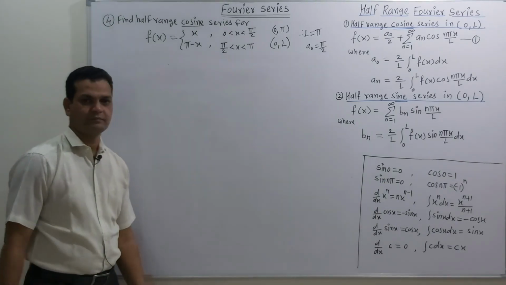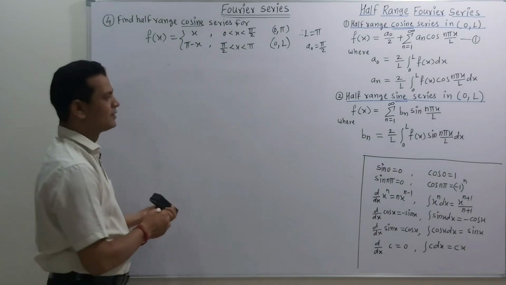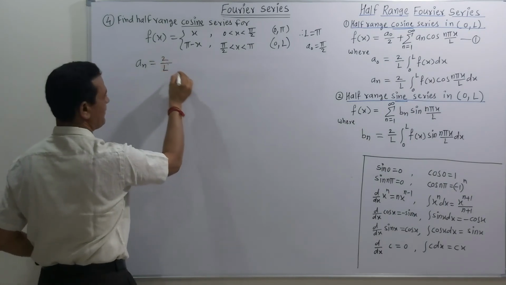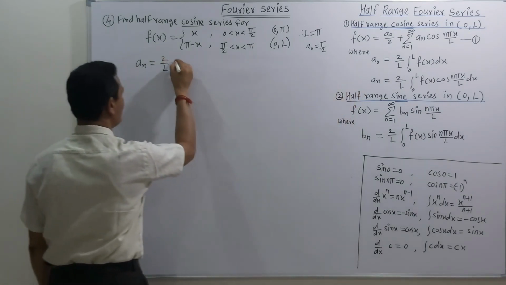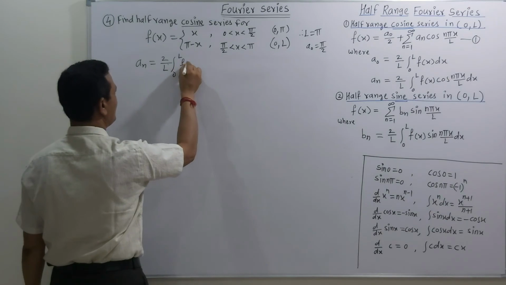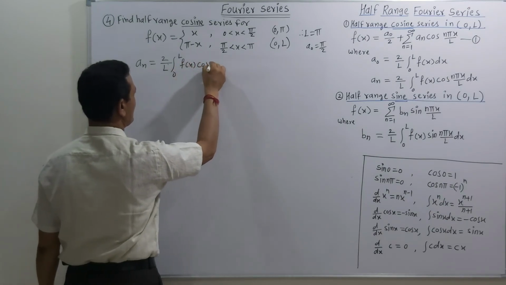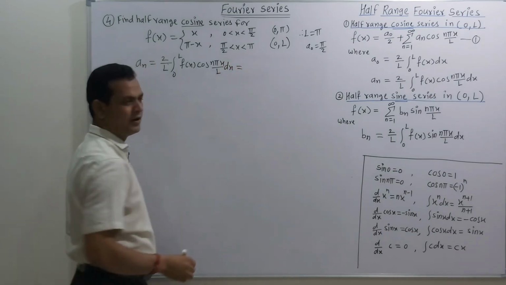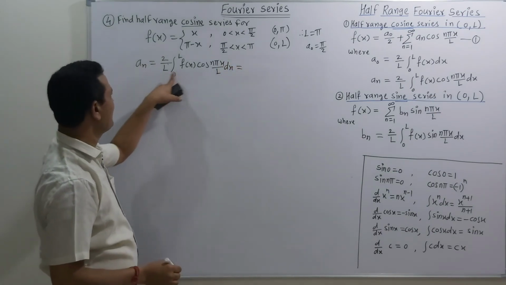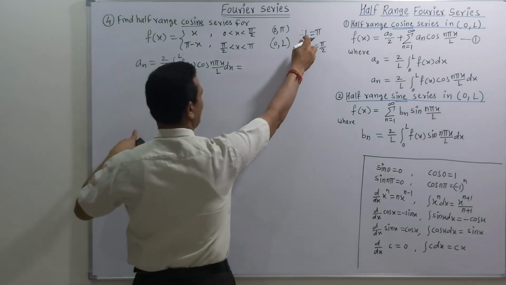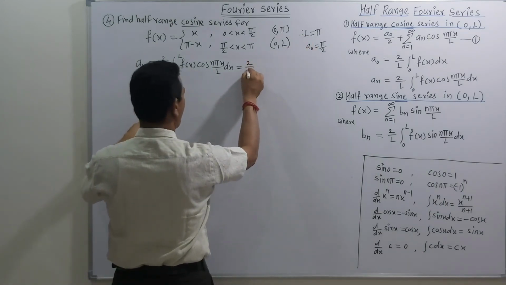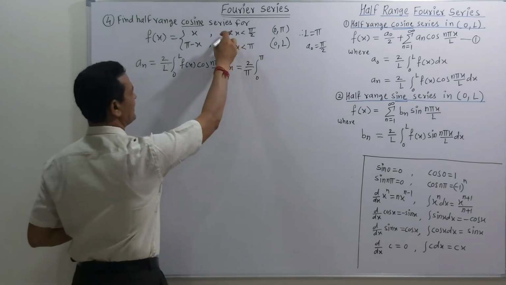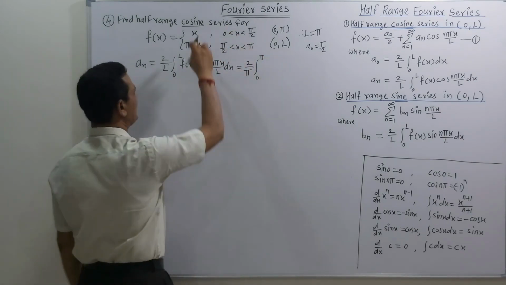So now friends, let's find the second coefficient a n, which is defined as 2 upon L according to this formula, integration 0 to L, f of x cos of n pi x upon L into dx. After writing this formula, put in the value of L and f of x, where L is pi. We write this as 2 upon pi, integration 0 to pi. But this integration limit 0 to pi is split into two parts.